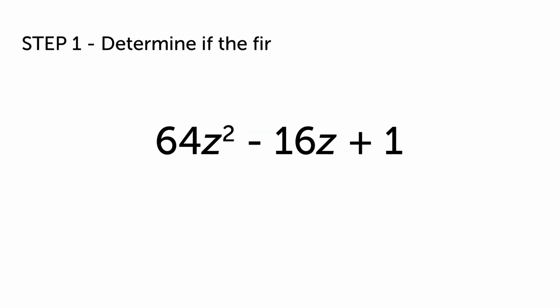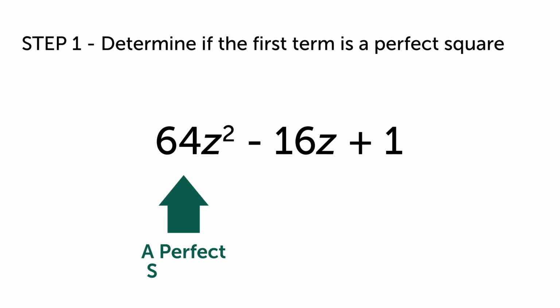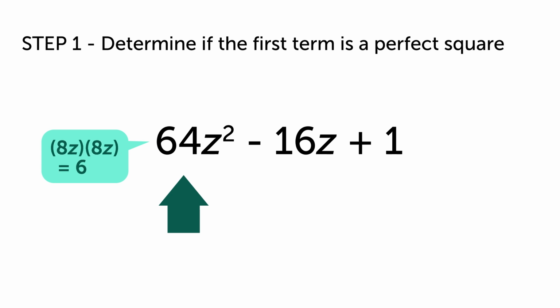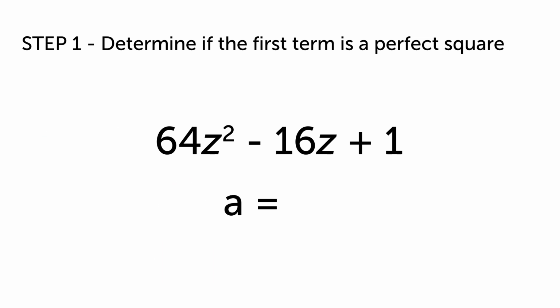Step 1 is to begin by looking at the first term to determine if the term itself is a perfect square. In other words, we need to see if the first term has a pair of factors that are equal. For 64z squared, the factors of 8z times 8z will yield 64z squared, and the factors are equal to each other. This means that the first term of our trinomial is a perfect square. We will label the factor of 8z as a.